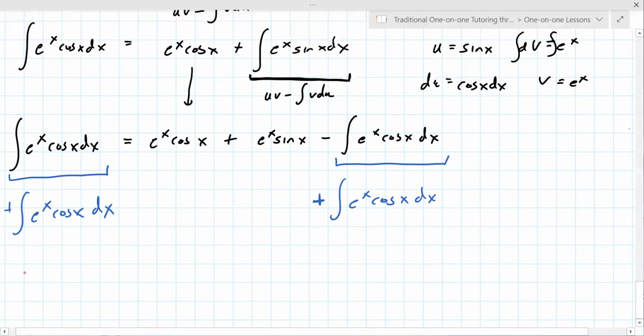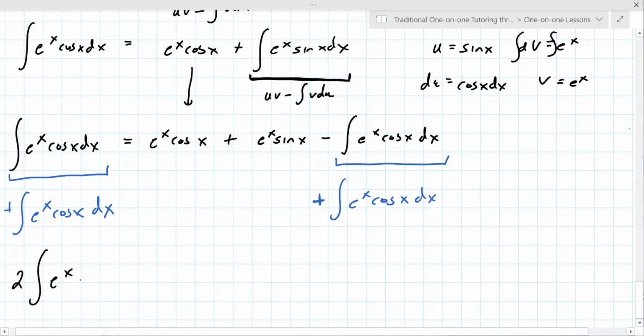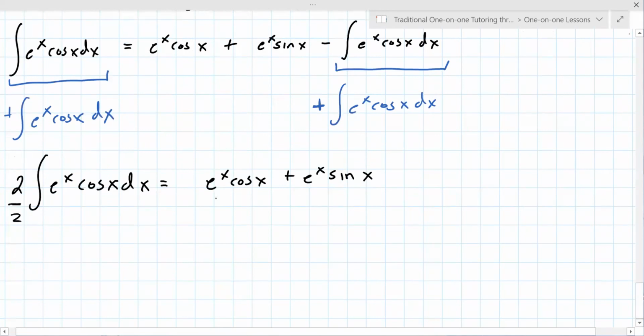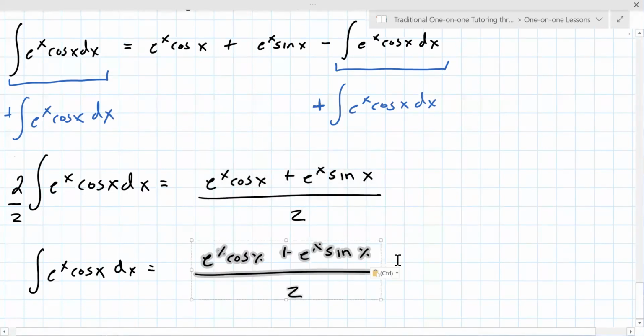I'm going to do it in red here. Actually, I don't like red. Red's a bad color. 2 integral e to the x cosine x dx equals, and then you bring this stuff down, e to the x cosine x plus e to the x sine x. And then you divide both sides by 2. So your integral e to the x cosine x dx equals this right here. And that's your final answer, plus C.